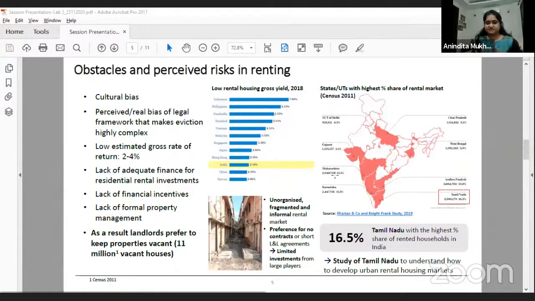If we try and see this data a little more disaggregated, what we see is that about 8 states account for 75% of renting that happens in India. And Tamil Nadu accounts for the highest share of these rented households, at about 17%. As part of a World Bank study, which is under review and submitted as a draft to the bank, we took a deep dive to see the rental market that's currently there in Tamil Nadu.